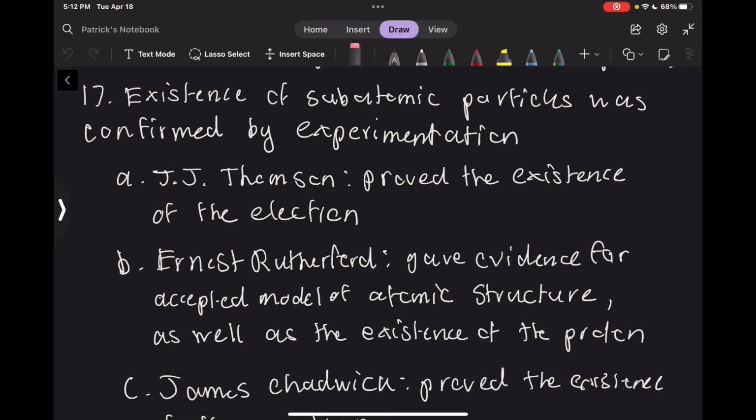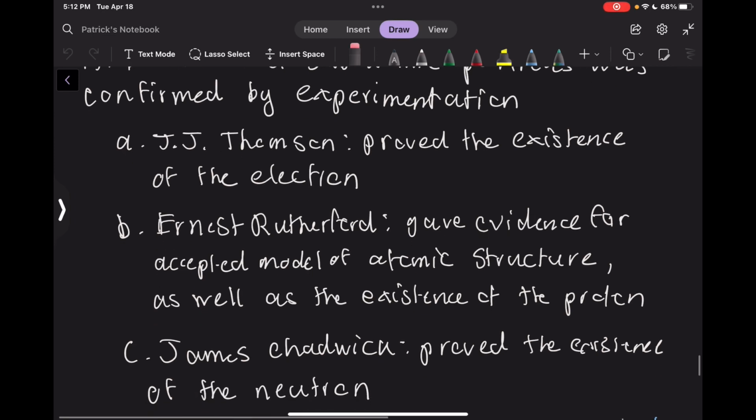Interestingly enough, the main proof for the existence of atoms comes from experiments that were actually meant to verify the existence of subatomic particles. There were 3 chemists who were involved in providing evidence for the existence of subatomic particles: J.J. Thomson, Ernest Rutherford, and James Chadwick. Each of these men conducted different experiments, but it isn't really necessary to know the details of these experiments specifically. What is important is knowing exactly what each of them proved.